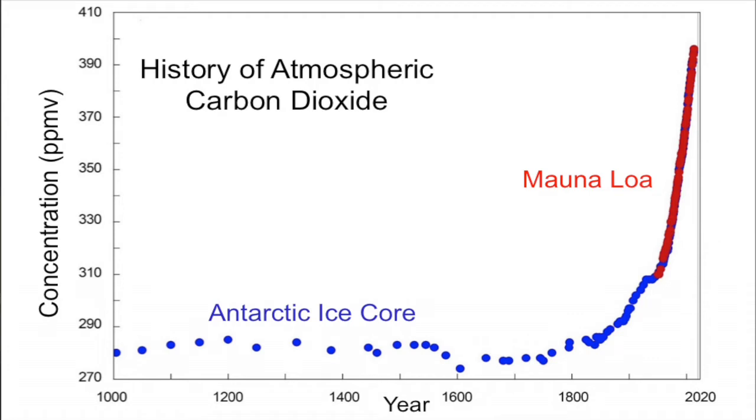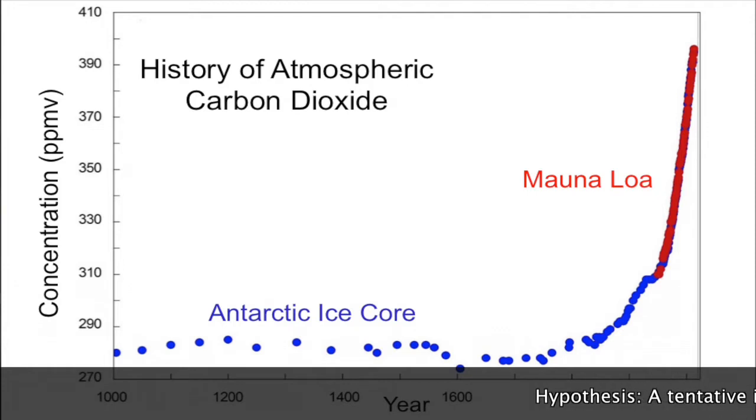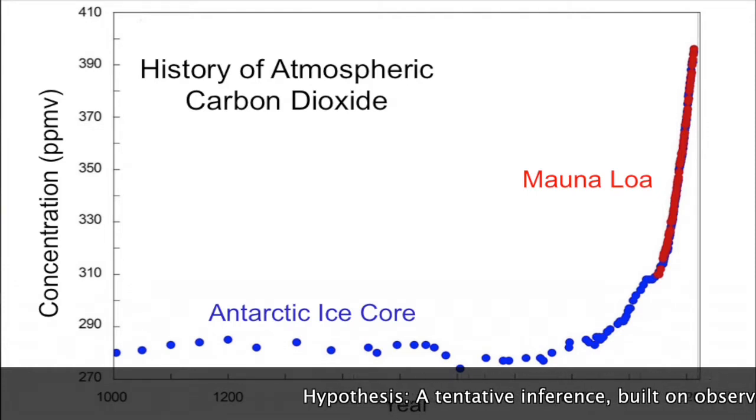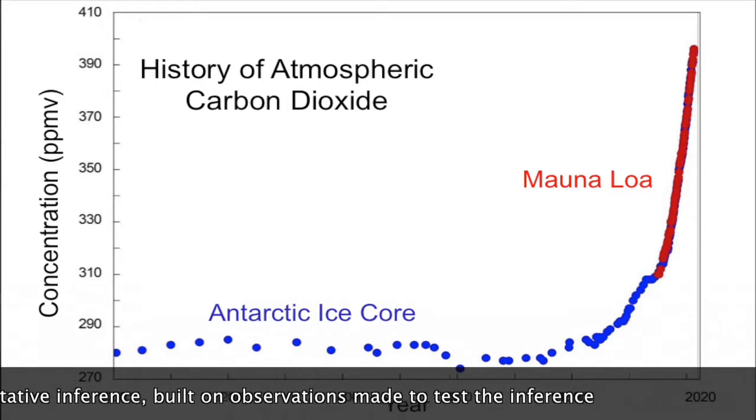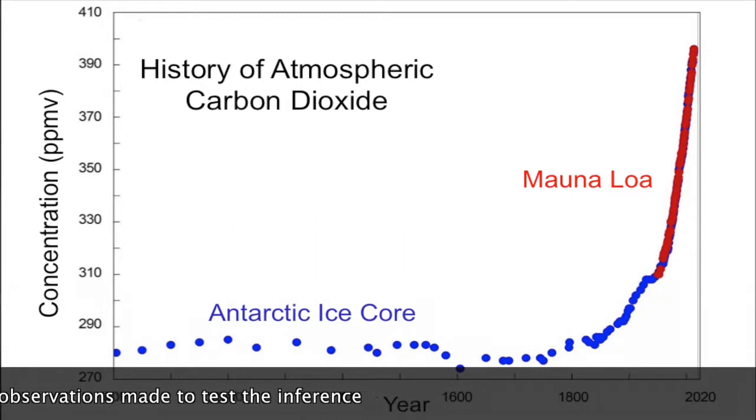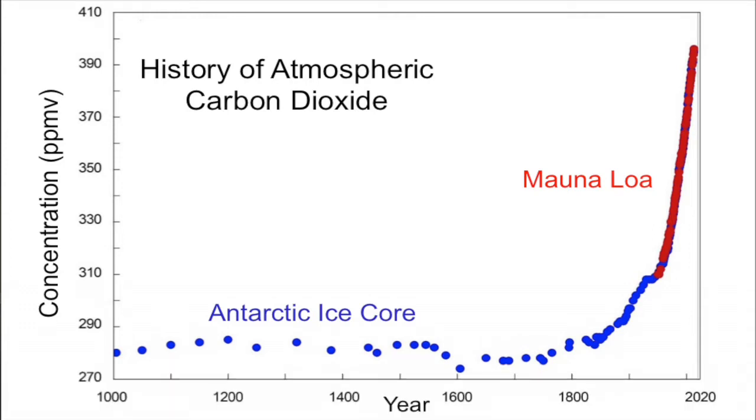Okay, so an observation is different from an inference in that an inference is really a synonym for a hypothesis. In that a hypothesis we can define as a tentative inference built on observations made to test our original inference. So we might observe something, we might think because of that observation we might infer something else. That becomes our hypothesis, and we'll now seek to come up with new observations that will test that hypothesis.